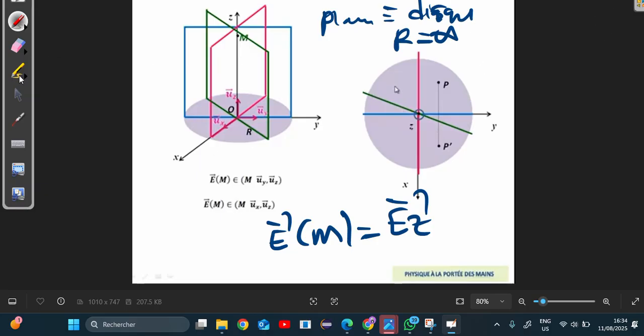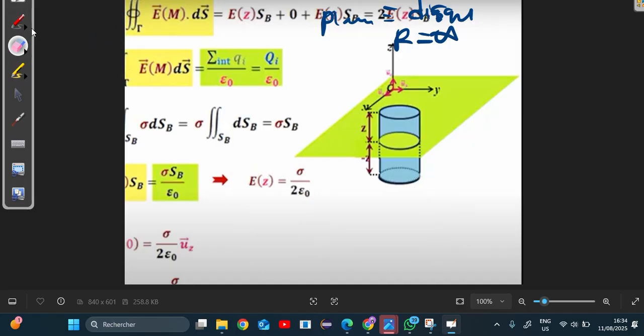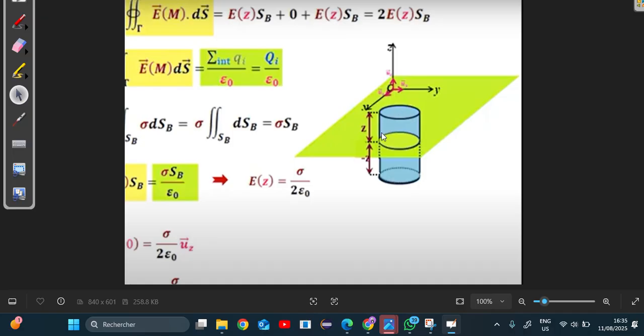Whatever applies to a disk also applies to a plan infini, because we consider a plan infini to have radius equal to infinity, as demonstrated. Now we're using theorem de Gauss. You'll be using this a lot, and it simplifies calculations. With theorem de Gauss we use what we call a surface de Gauss. You can put any surface where you are able to calculate its integral. For a plan infini, we always use a cylinder.